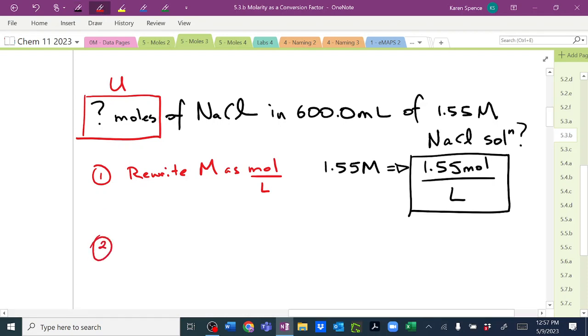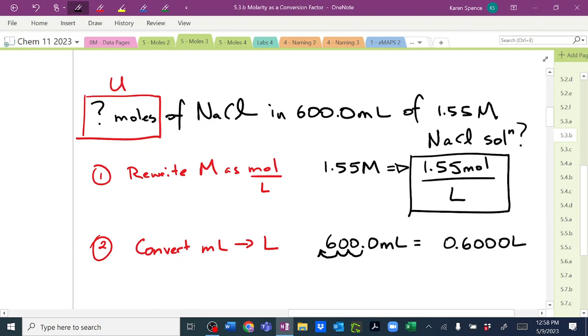Second thing you have to do is, because this is in liters, we don't want the 600 milliliters to be in milliliters. We're going to have to convert milliliters to liters. So I'm going to take my 600 milliliters. I'm going to move my decimal place 1, 2, 3 places to the left, and we get 0.6000 liters.